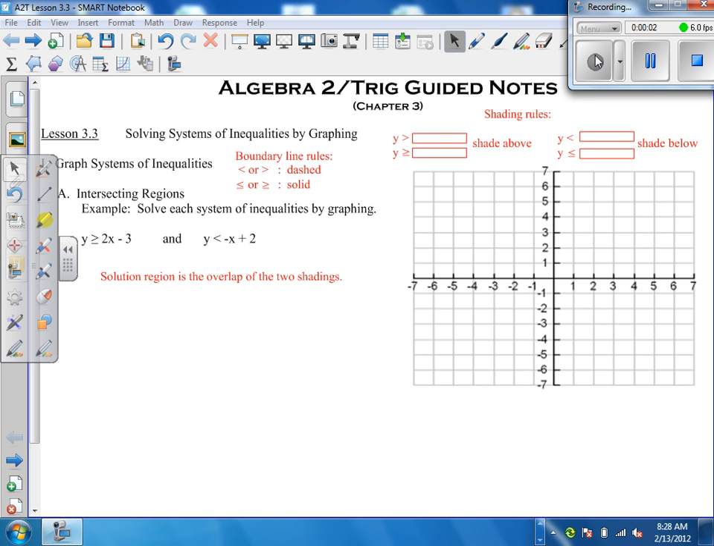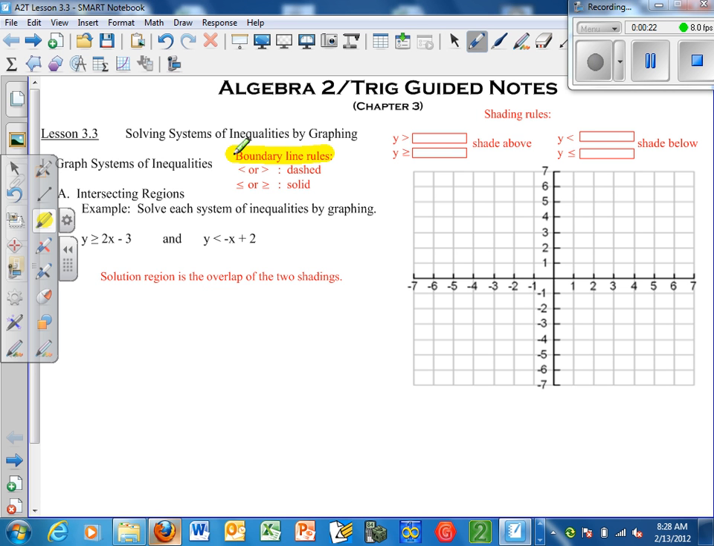In lesson 3.3, we're going to look at solving systems of inequalities by graphing, and we'll look at it where there are two inequalities, and we'll review the shading rules and whether they're solid or dashed boundary line rules, and we'll do that here first. So, let's review those rules first.